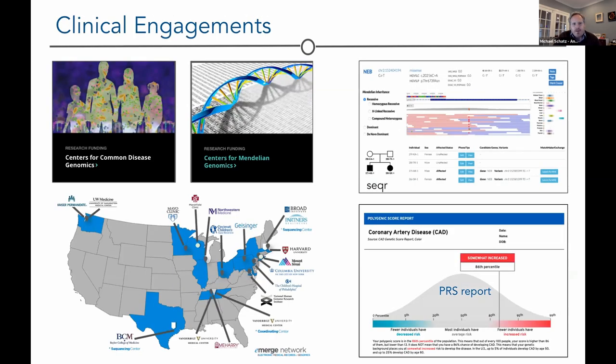On the clinical side, we've had great successes with CCDG, where they've already ingested more than 100,000 human genomes, where there's joint calling going underway right now. Very large scale efforts in CMGs, eMERGE, other aspects to bring in these types of data.